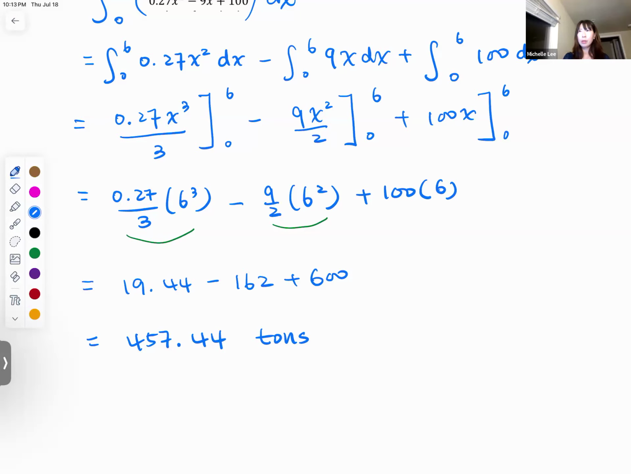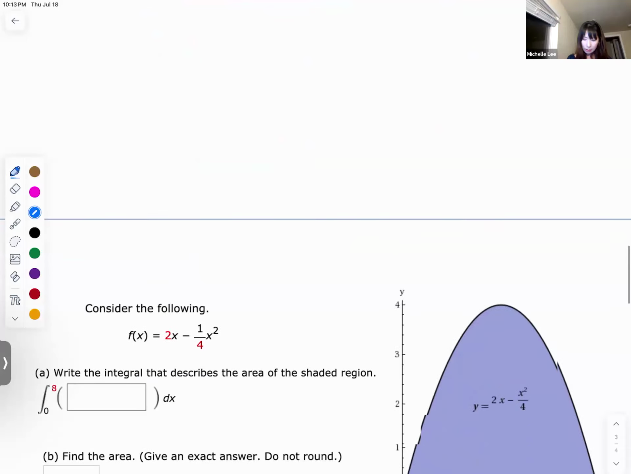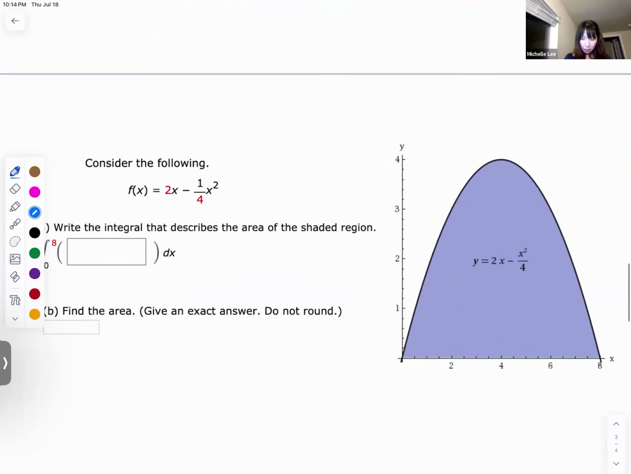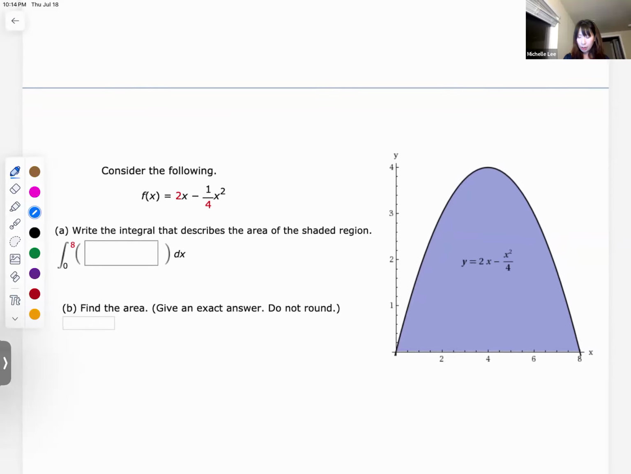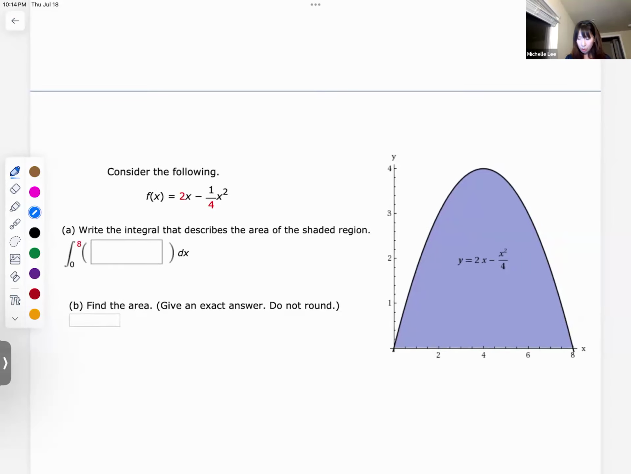Okay, let's do this one. Write the integral that describes the area of the shaded region. So the shaded region is described by the function 2x minus 104 x squared, right?